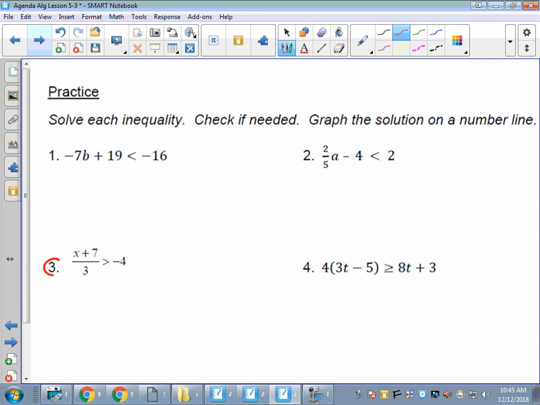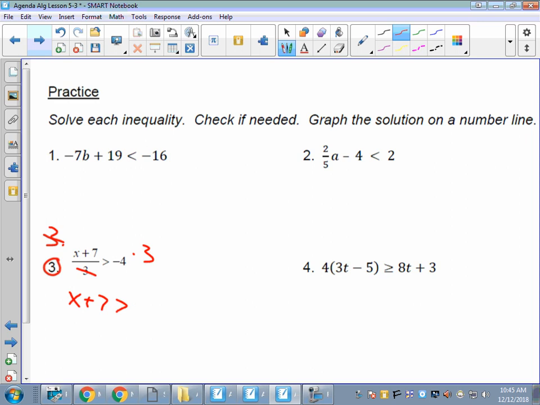Okay, the first thing we're going to look at, there are no parentheses, so we don't have to do any distributing, but we've got (x plus 7) over 3 is greater than negative 4. So we've got this weird looking fraction. Let's try to get rid of that to simplify it. We know how to do that. If we multiply by 3, then we have to do it on both sides. Well, on the left-hand side, we know that's going to cancel it out. We're just going to be left with x plus 7, because these will cancel. And we're not doing anything with the inequality just yet.